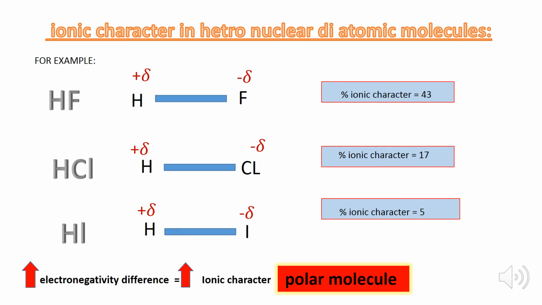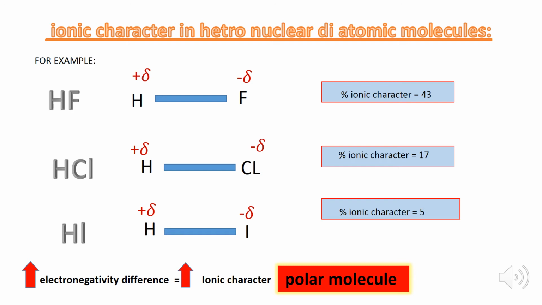Ionic character in a heteronuclear diatomic molecule. So what is a heteronuclear diatomic molecule? Hetero means dissimilar, nuclear means nucleus, di means two, and atomic molecule means a molecule of atoms. Simply, heteronuclear diatomic molecules are molecules formed by the combination of two dissimilar atoms. Look here: hydrogen fluoride, hydrogen chloride and hydrogen iodide are formed by the combination of two dissimilar atoms. Therefore, they are called heteronuclear diatomic molecules.